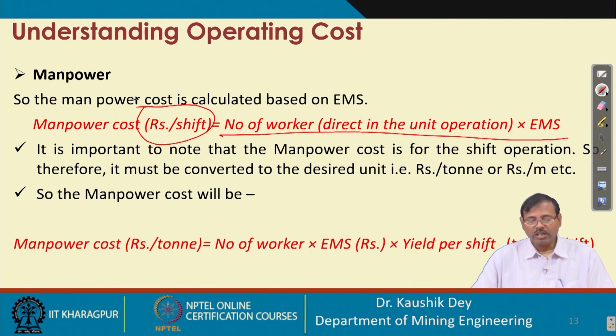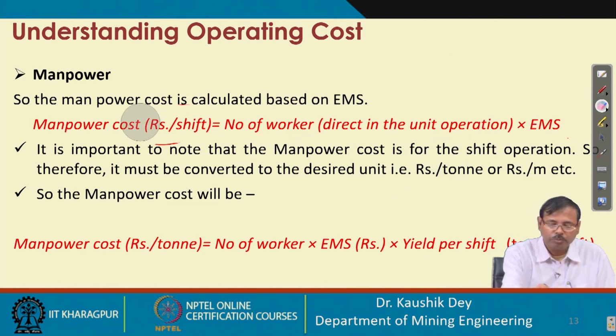Okay. So, now as the manpower cost is given in rupees per shift, and the other costs which we are getting are in terms of rupees per measurement of that operation, say if it is drill, then it is in meter, if it is excavator, then it is in rupees per ton, if it is explosive, then it is rupees per ton. So, that means we have to convert that rupees per shift to rupees per ton or rupees per meter or rupees per meter cube. So, these are the units in which we want to have the salary cost.